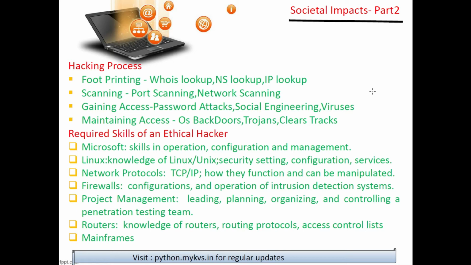Project management means leading, planning, organizing, and controlling, and a penetration testing team means how a team of hackers can penetrate or invade a system. Knowledge of routers, how to route the protocols, access control lists, etc., and mainframe computers, how to handle them. So these are the required skills for an ethical hacker. The hacking process can be initiated by those people. But a hacker, once again, is a very well-versed person who has each and every knowledge of the system as well as the programming language.